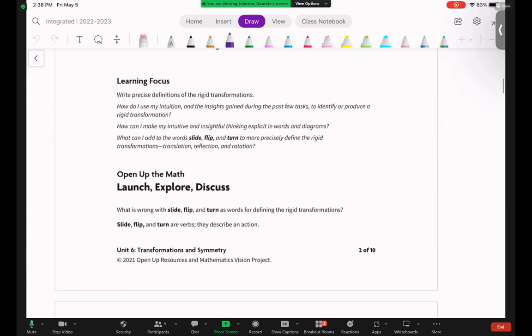So today, you'll be able to write precise definitions of rigid transformations and then answer the questions: how do I use my intuition and the insights gained during the past few tasks to identify or produce a rigid transformation? How can I make my intuitive and insightful thinking explicit in words and diagrams? And lastly, what can I add to the words slide, flip, and turn to more precisely define the rigid transformation, translation, reflection, and rotations?